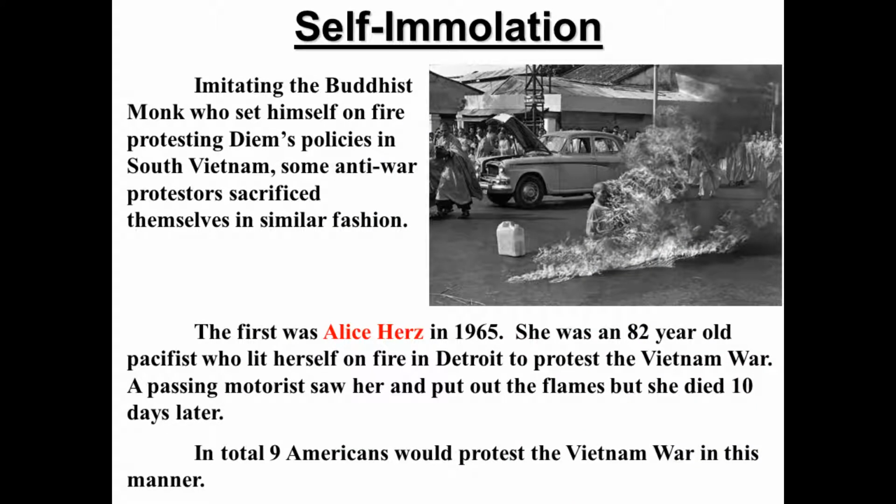Another form of protest, taking their example from the Buddhist monk who set himself on fire to protest Diem's policies in South Vietnam, was that some American anti-war protesters sacrificed themselves through self-immolation. The first one was Alice Herz in 1965. She was an 82-year-old pacifist who burned herself in Detroit. She was seen by a passing motorist who had the flames put out, but she died 10 days later. Sadly, there would be a total of 9 other Americans who would protest the Vietnam War in similar ways.